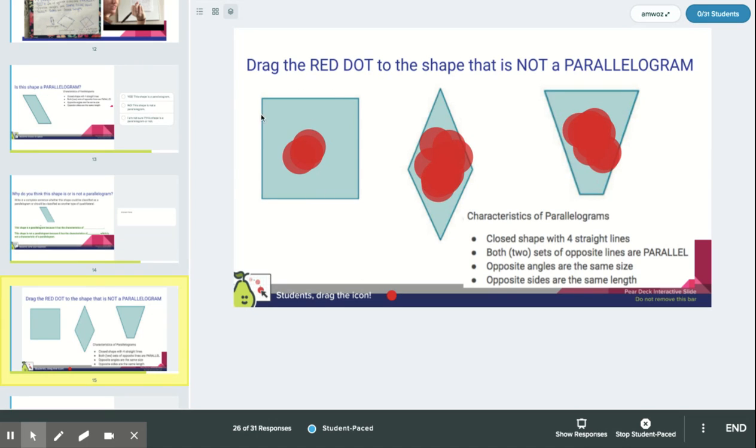We knew that this square was a parallelogram. We need to figure out, was this shape or this shape not a parallelogram? Now, it seemed about even. I would personally drag my dot over to this side because parallelograms need 2 sets of parallel lines.